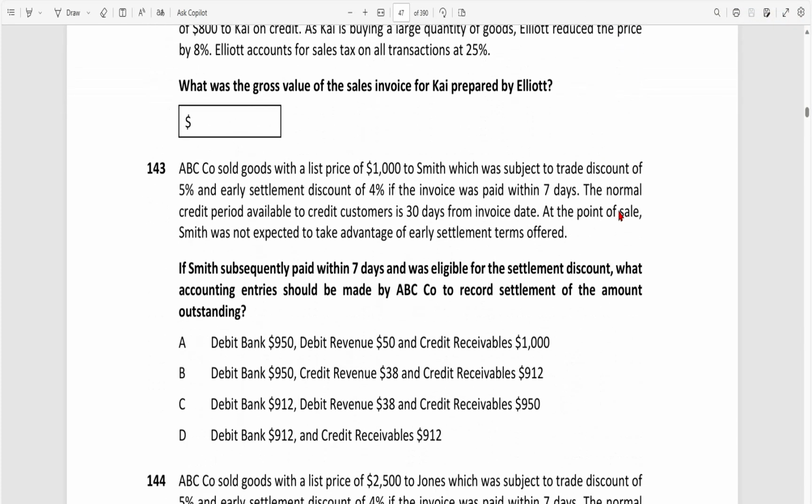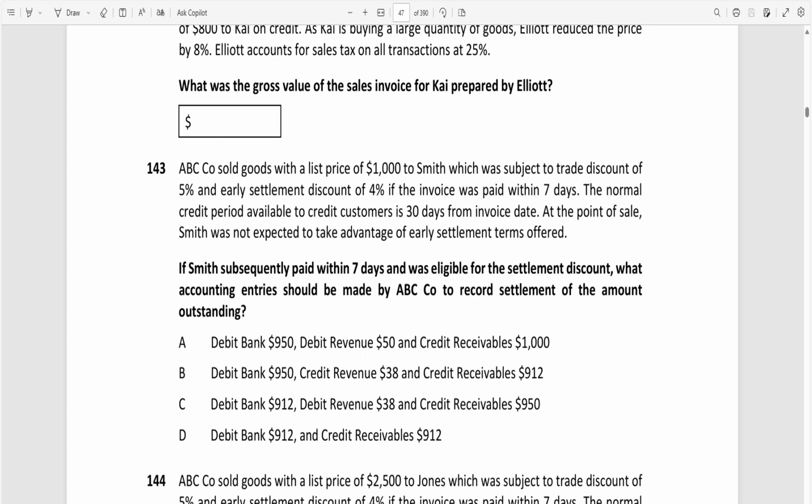Next, ABC company sells goods with a list price of 1000 to Smith, which are subject to a trade discount of 5% and an early settlement discount of 4% if the invoice is paid within 7 days. The normal credit period available to credit customers is 30 days from the invoice date. At the point of sale, Smith was not expected to take advantage of the early settlement terms offered. If Smith subsequently paid within 7 days and was eligible for the settlement discount, what accounting entry should be made by ABC company to record the settlement discount and the amount outstanding?